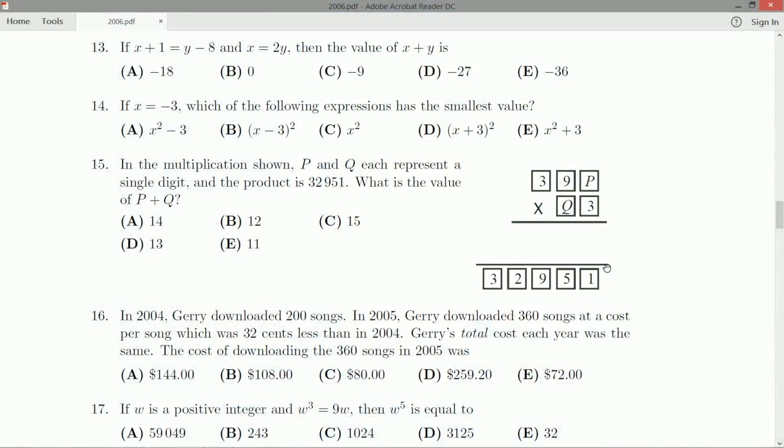Okay. In the multiplication shown, P and Q each represent a single digit, and the product is 32,951. What is the value of P plus Q? All right. So P is a units digit in a 3-digit number, and Q is a tens digit in a 2-digit number. What can we do here?